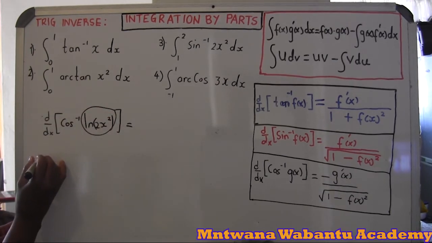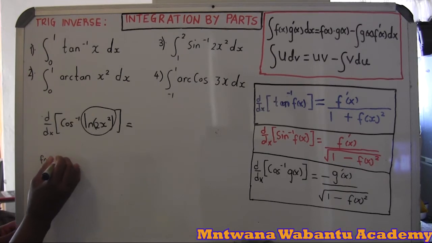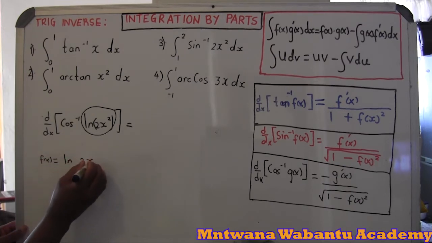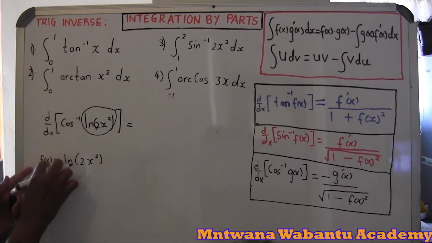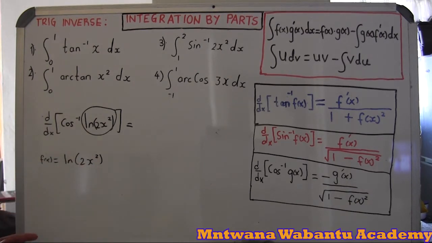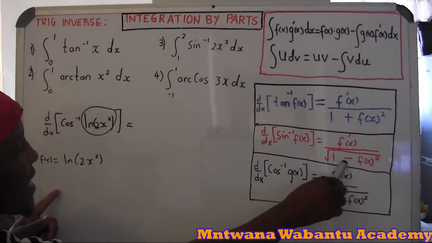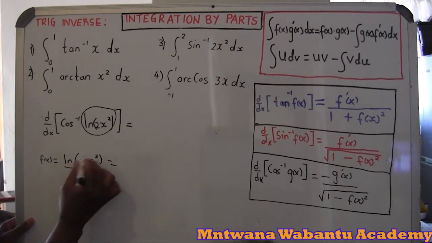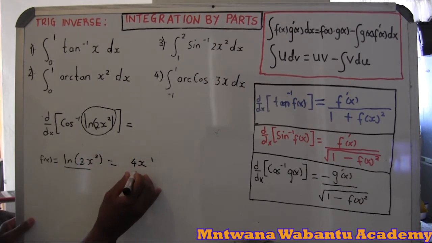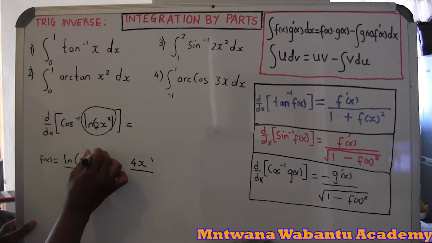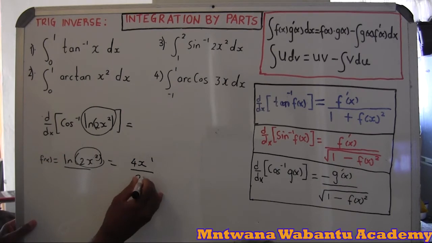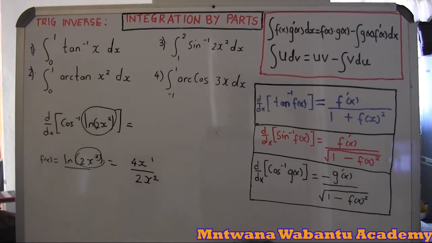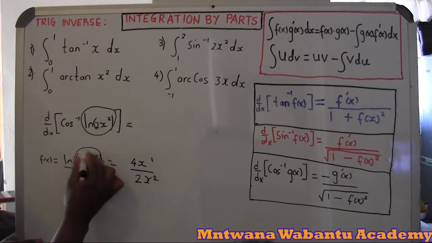What is my function? My function is equal to ln 2x squared. I can take it aside and differentiate, then write the answer on top. So how do you differentiate ln? This is going to be 4x, and then 2 minus 1 equals 1, and then you put it over exactly what it is, 2x squared. That's how you differentiate ln. Take whatever you have here, differentiate, it's going to be 4x, and then over exactly the same.